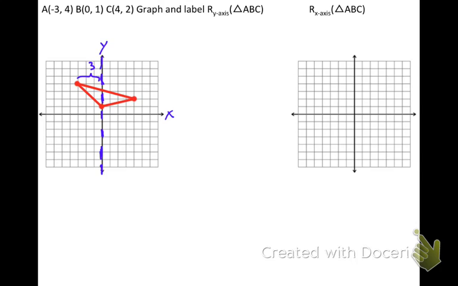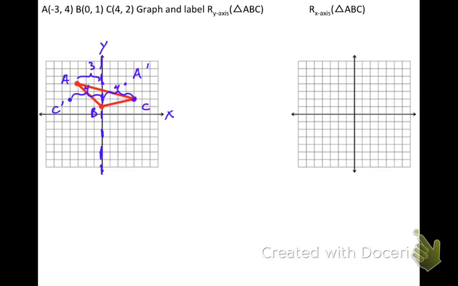So that's 3 units. So I've got to go 3 units over here. 1, 2, 3. This is A, B, C. So this is A prime. Do the same thing here. I go 4 units there. And is that 4? 1, 2, 3, 4. 4 units there. There's my C prime.